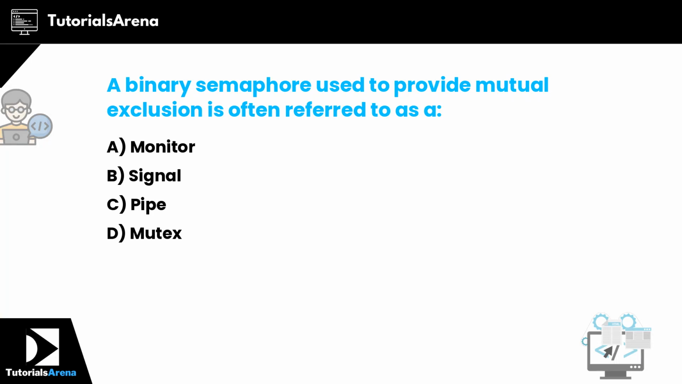A binary semaphore used to provide mutual exclusion is often referred to as a. The correct answer is option D, mutex.